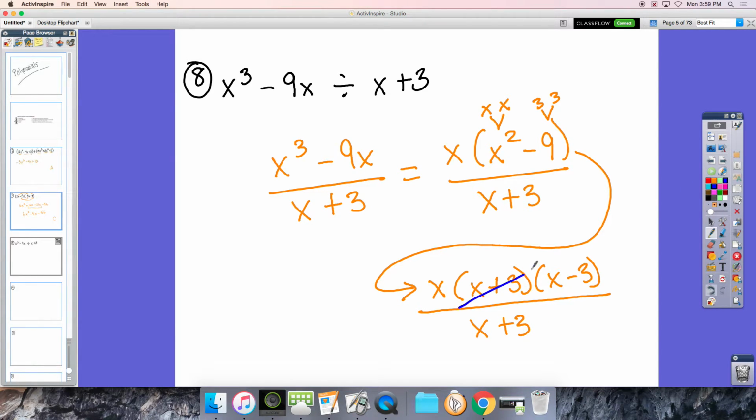Then anything you have on the top and the bottom cancels. Your answer ends up being x minus 3, which if you distributed that back out, you'd have x squared minus 3x, which is answer choice B.